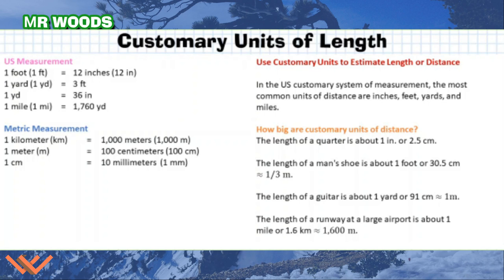So I want to use customary units to estimate length or distance. In the U.S. customary system of measurement, the most common units of distance are inches, feet, yards, and miles. Let's take a look at this. So how big are customary units of distance? The length of a quarter, so a 25 cent piece there, is about 1 inch or 2.5 centimeters. The length of a man's shoe is about 1 foot or 30.5 centimeters, which is approximately a third of a meter.